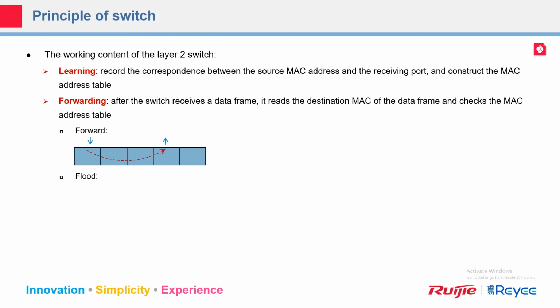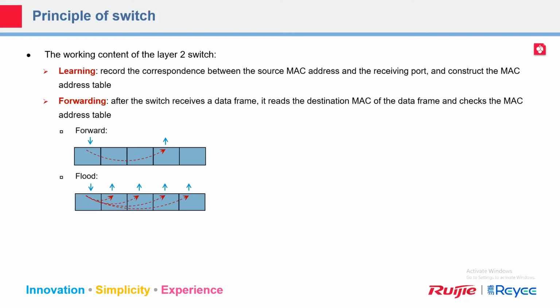The second action is flood. Flood means I also receive from port 1, but finally, which ports will the packet be sent out from? All the rest of the ports: 2, 3, 4, 5, 4 interfaces. So this is flood. Which packets will we flood? The first one is broadcast. The second one is unknown unicast.